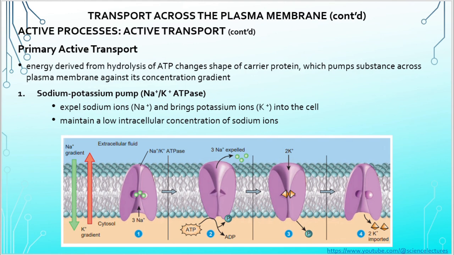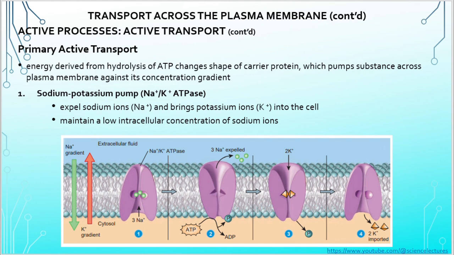3 sodium ions in the cytosol bind to the pump protein. Binding of the sodium ions triggers the hydrolysis of ATP into ADP. This reaction also attaches a phosphate group to the pump protein. This chemical reaction changes the shape of the pump protein, expelling the 3 sodium ions into the extracellular fluid.